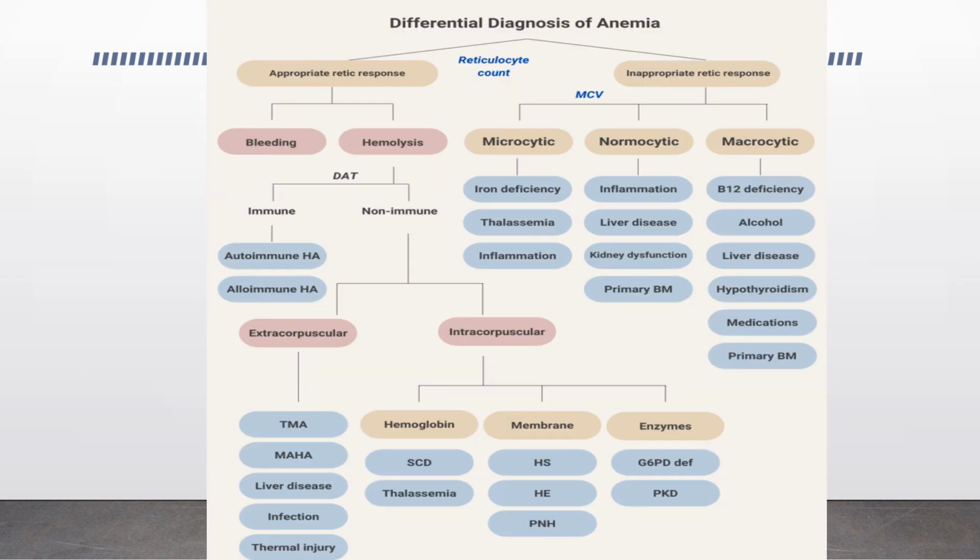Now here we have a differential diagnosis of anemia list, which you can look at to get an idea that there can be a lot of causes. Of course, no list would be absolutely exhaustive, but the important reasons would be mentioned in most, like this one.